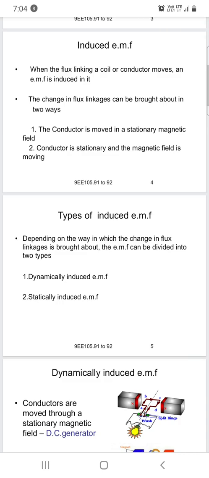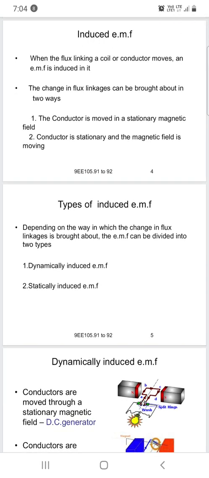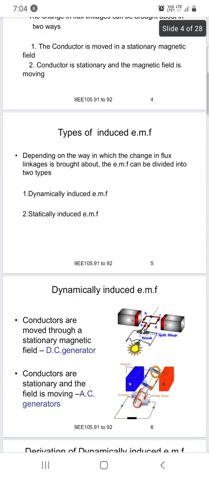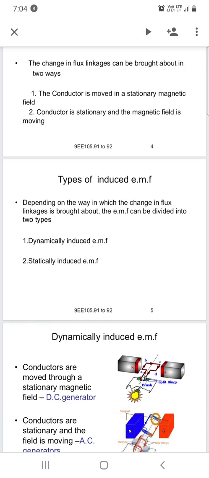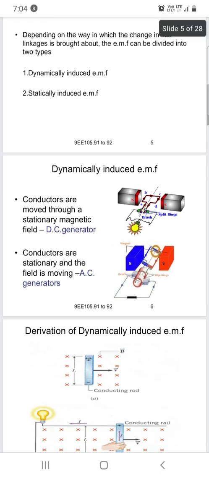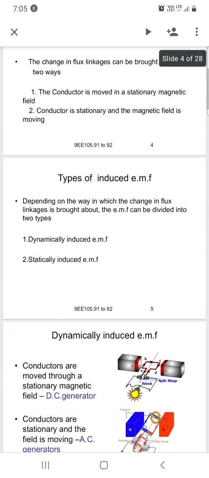So depending on the way of changing the flux linkages, there are two types of induced EMF. The first is dynamically induced EMF, and the second is statically induced EMF. What is dynamically induced EMF, and what is statically induced EMF? We will discuss that now.